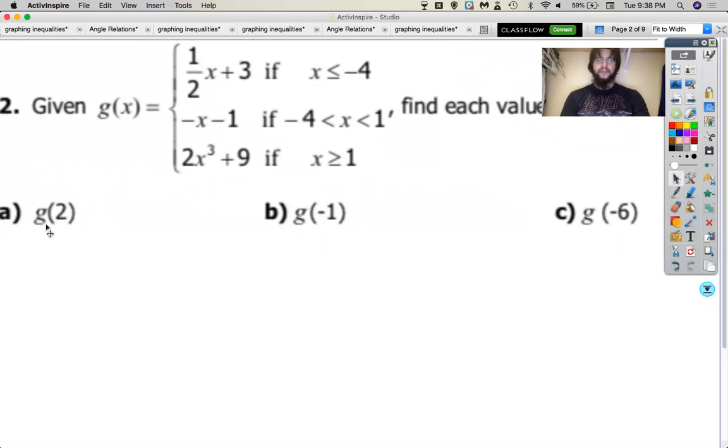So right here, G of 2. My input is 2. Is 2 less than or equal to -4? Is 2 between -4 and 1? Is 2 bigger than or equal to 1? Yeah, I'm going to stick it up in there. 2 something plus 9. That something is this 2 right here. 8, 16, 25.